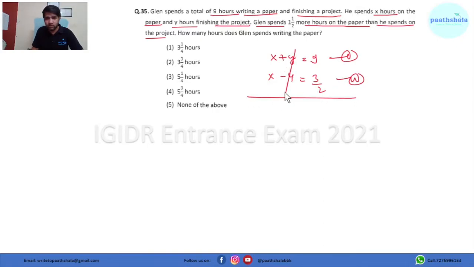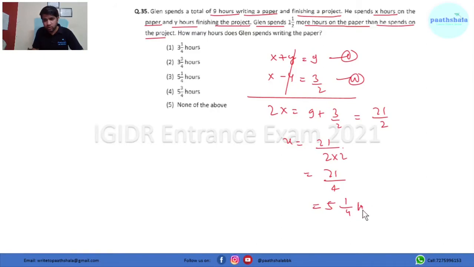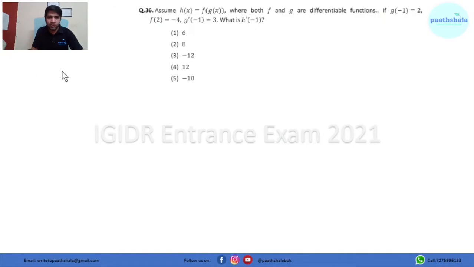Now solve it. y will get eliminated when we add both the equations. So you will get 2x equals 9 plus 3 by 2. This will come out to be 18 plus 3, that is 21 by 2. So here x will come out to be 21 by 2 divided by 2. This will come out to be 21 by 4, that will be 5 and 1 by 4 hours. This will be our answer. So option 3 is the right option. Now let's move to the next question.